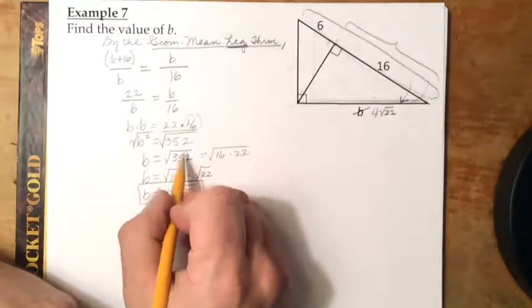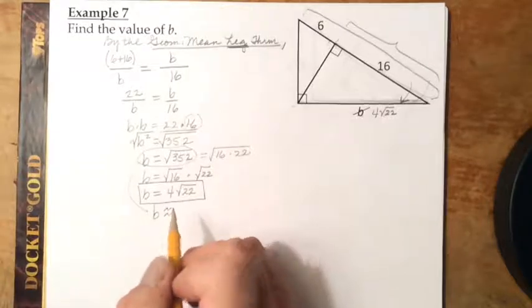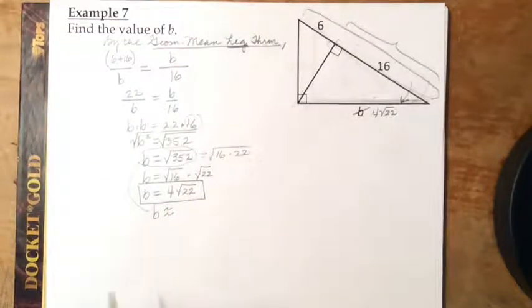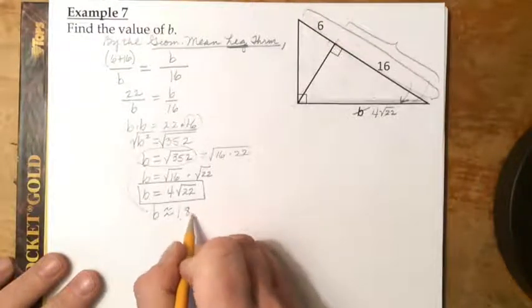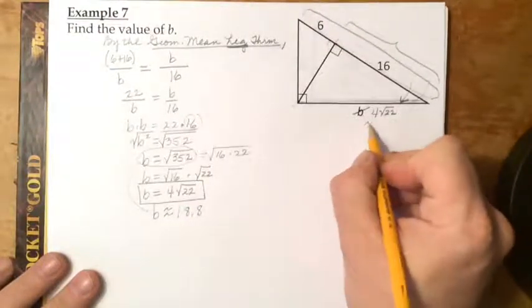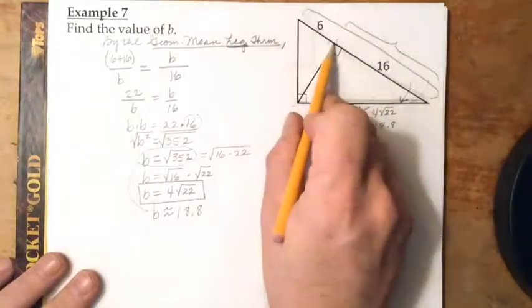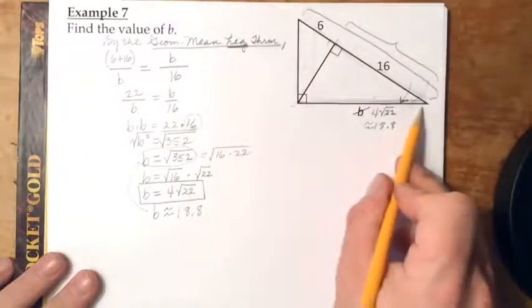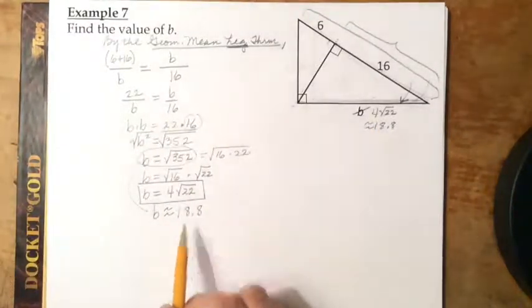Let's go back up to this step right here and see what b is approximately equal to. So put in your calculator the square root of 352, and you do get about 18.8 if you round to the nearest tenth. So this is about 18.8, which makes sense that it's longer than 16. So this is a very reasonable answer. So there's the exact answer. This is the approximation.